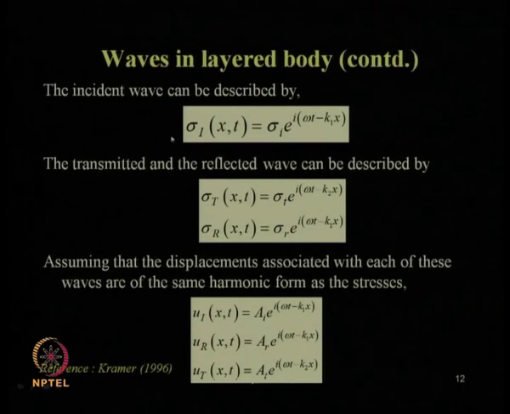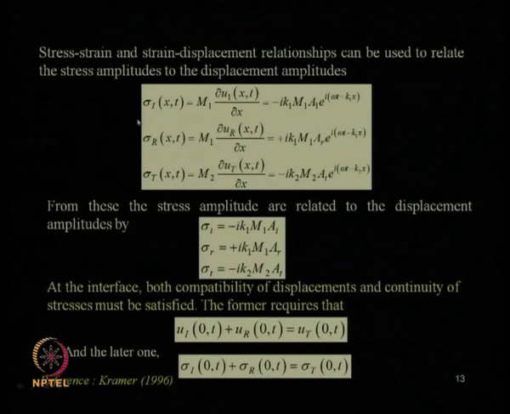Then we have seen how the stresses of the incident, transmitted and reflected waves can be represented in a harmonic fashion. Also, how the displacement functions can be represented through this form. Then applying the known stress strain relationship through these moduli, when we are talking about a longitudinal wave, we have to take the constraint modulus like this. So, we have obtained the relationship between amplitudes of the stresses and displacement. This is the relationship of stress amplitude with respect to the displacement amplitude.